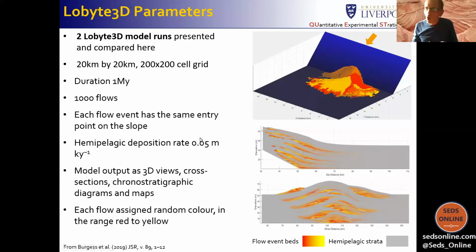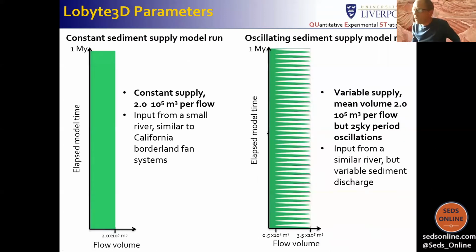So this talk is essentially going to be comparing these two different model runs. We're going to be looking at a constant supply case, which essentially has no external signal, because the supply coming in and all the other controls on the model are constant through time. That's contrasted with a second model run where the sediment supply input, so the size of the flows coming into the model, varies through time following a sinusoidal pattern, from a minimum to a maximum with a 25,000 year period.